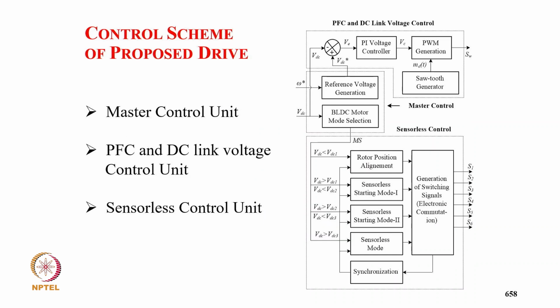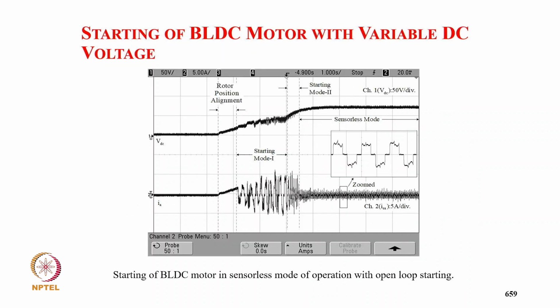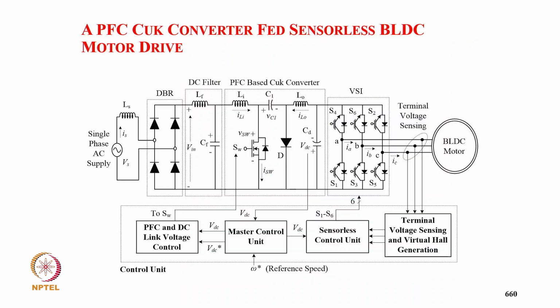That justifies the compensation. This is a control scheme for speed control, power factor and DC link voltage control, and the sensorless control unit. And this is the experimental result for starting: rotor alignment, then starting mode 1, then starting mode 2, and then finally your sensorless control mode. So you can see the current, winding current, and the speed.